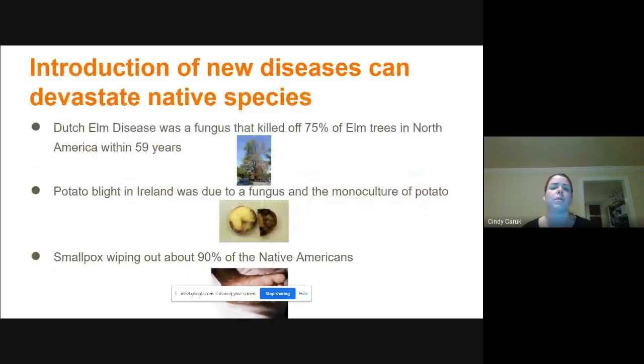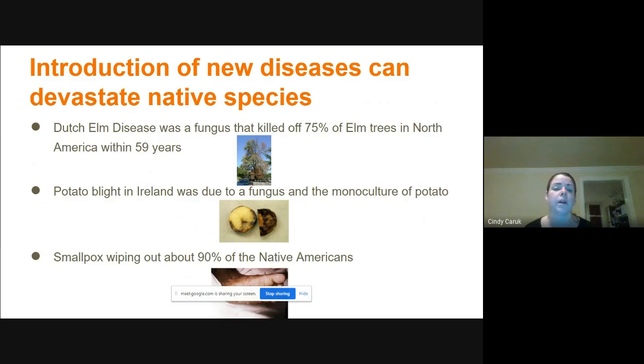All right, so introduction of new diseases can devastate native species as well. So we have the Dutch elm disease. It killed off about 75% of the elm trees within 59 years, starting around 1930. It was introduced here, if I'm remembering correctly, around 1910.